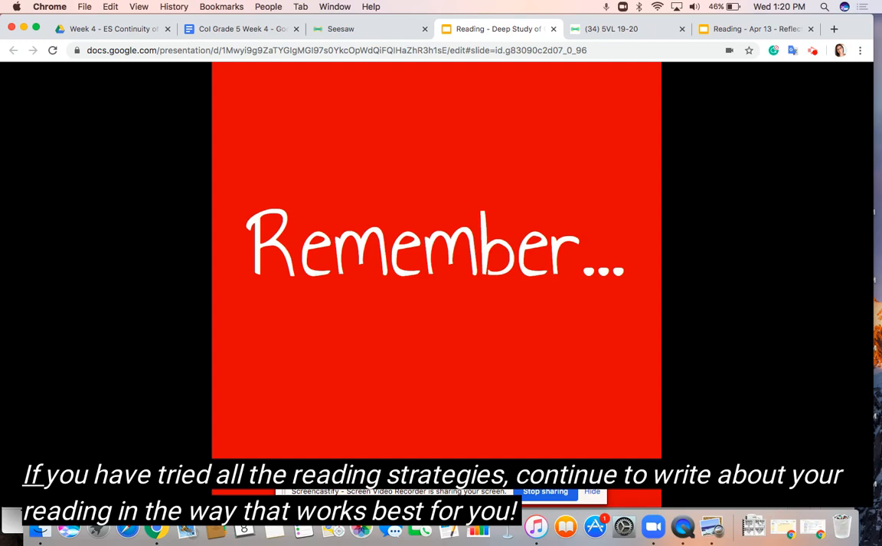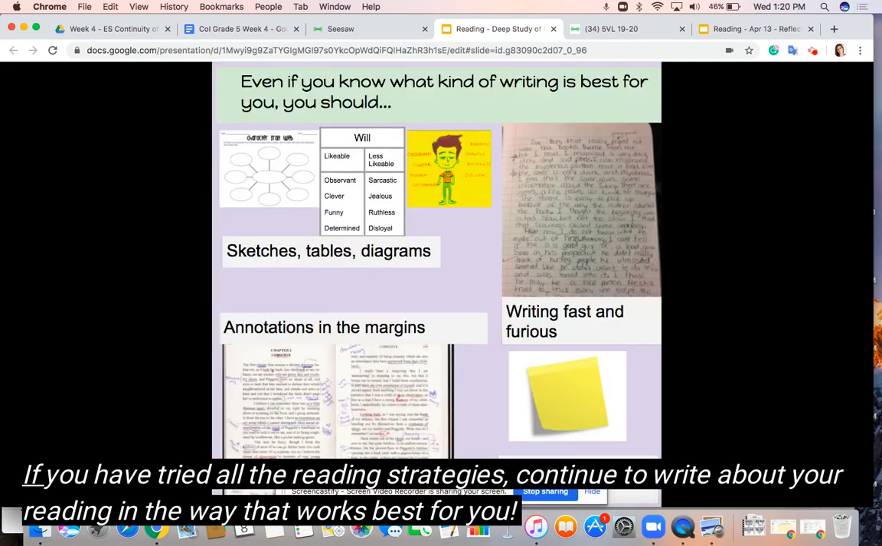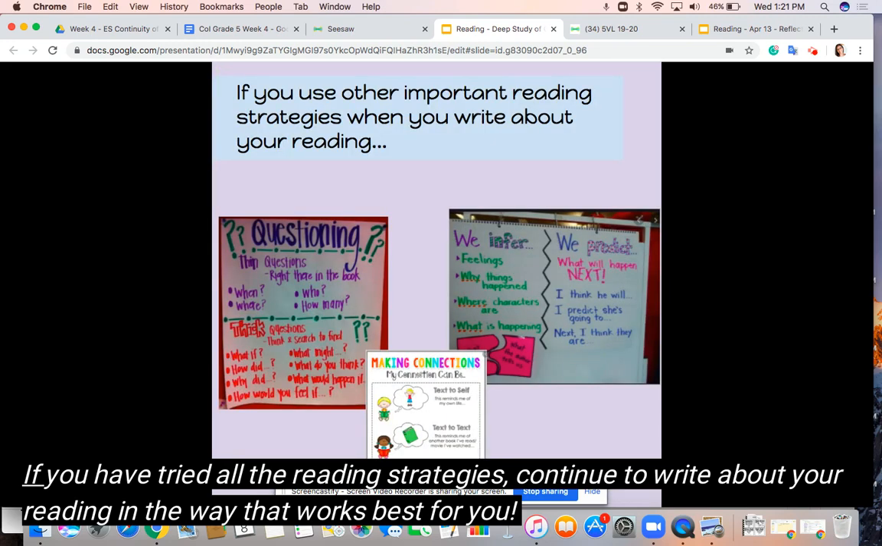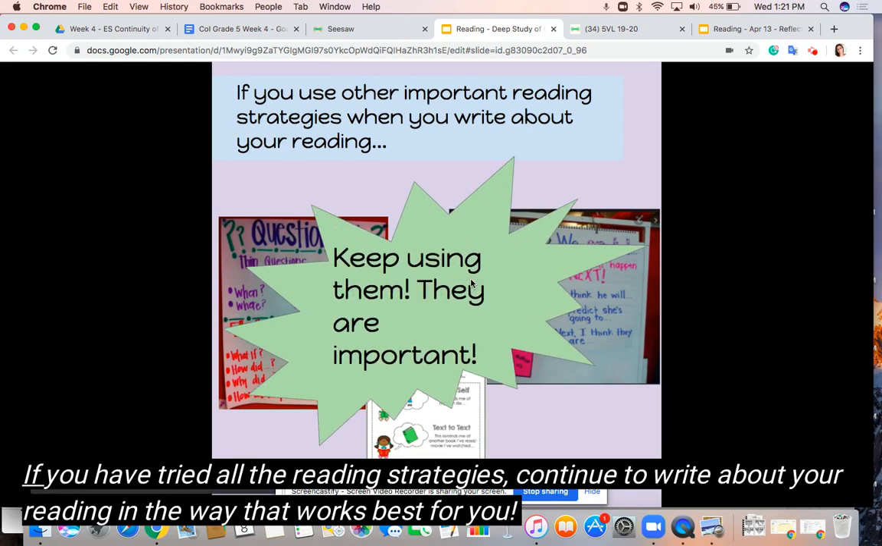Here are some reminders. Even if you know what kind of writing is best for you, you should still try all the new strategies you learn in reading class. You may find a new one that is just right for you. And what about if you use other important reading strategies when you write about your reading, like questions or connections? Well, keep using them. They're important.